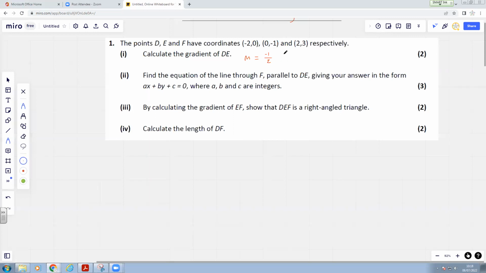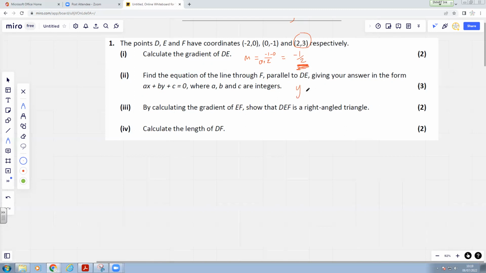I probably should write down what I'm doing there, just because it's 2 marks. I probably should have done minus 1 minus 0 over 0 minus minus 2, just to make it obvious, writing 0 plus 2 there, just to make it obvious what I'm doing. I always look at the marks to decide how much working I should do, but really you can do that in your head. Okay, find the equation of the line through F that goes through this point, parallel to DE, so it's got this gradient, the parallel gradients are the same, giving your answer in this form.